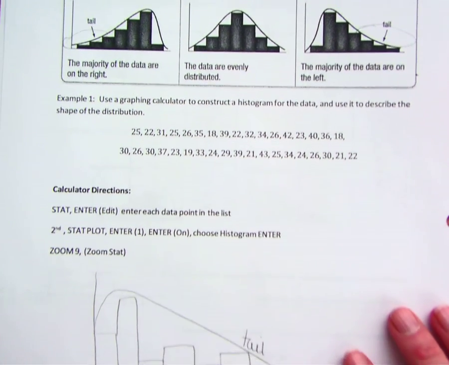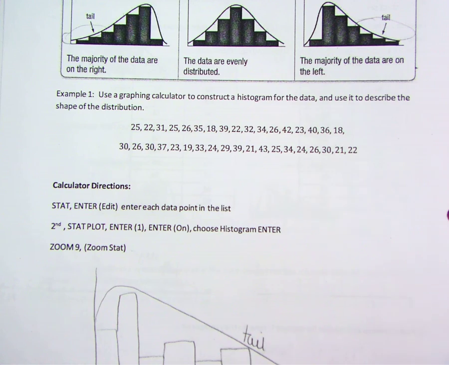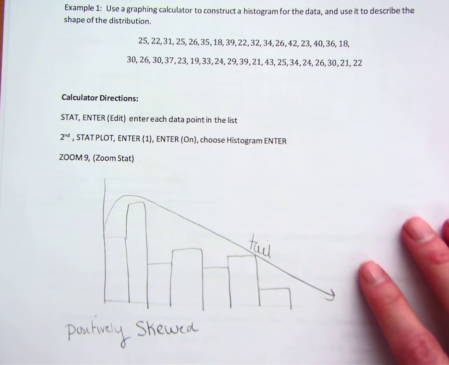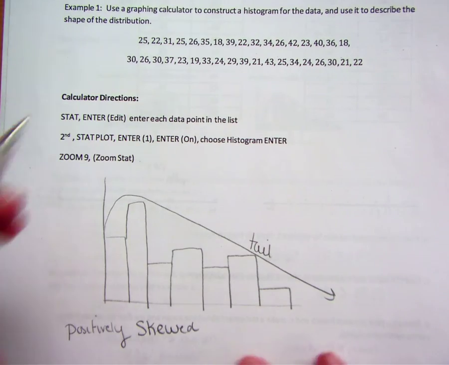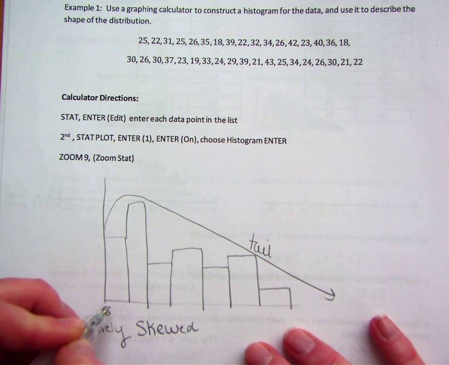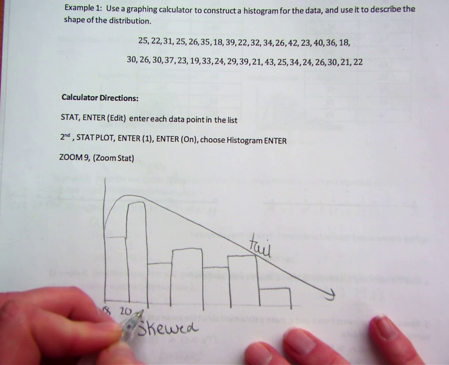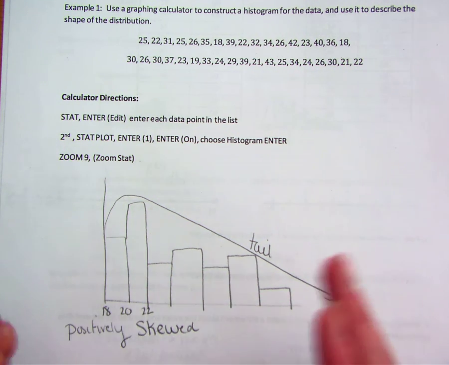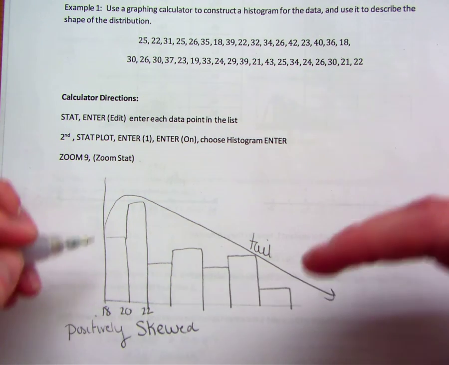For example 1, it does say to use a graphing calculator, but we're going to do this without one. If you're graphing a histogram, you take your points and figure out ranges. You may say my first data points are between 18 and 20, then 20 to 22 and so forth, make some kind of scale, and then find the values.